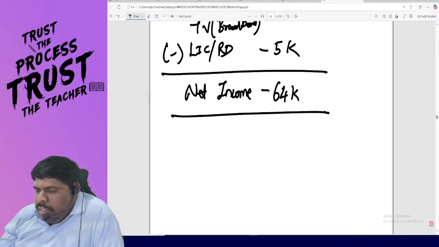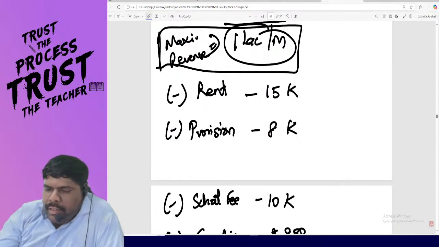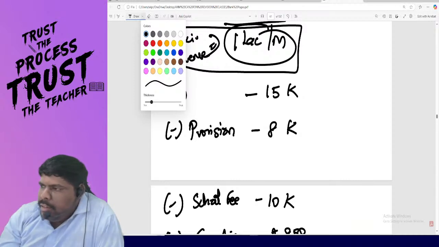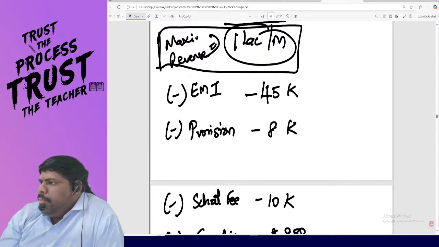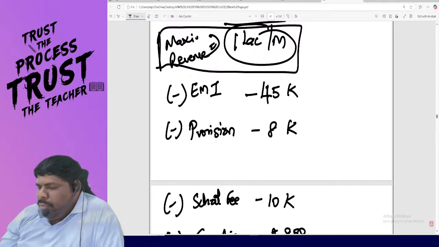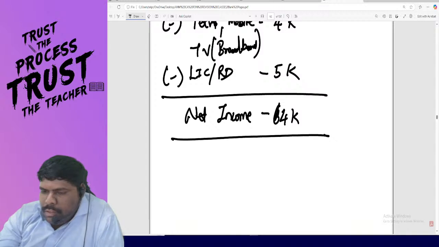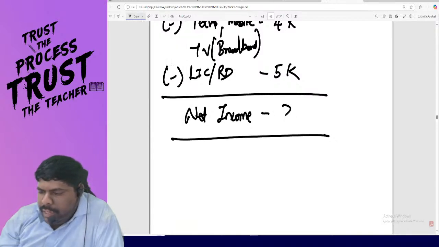No. See, instead of rent, just assume that they have taken their own house and they are paying EMI. This EMI will be something close to 45. That's a very meager amount. It should be much more than what I am mentioning here. If both are earning, 45K EMI is a very low amount in Chennai. So I will get something close to, say, I'm just mentioning the rough amount, 30K.